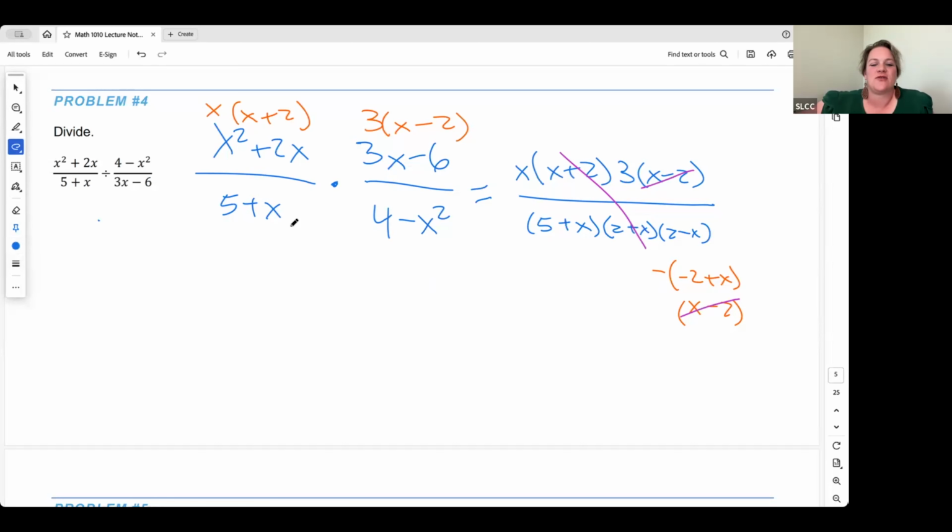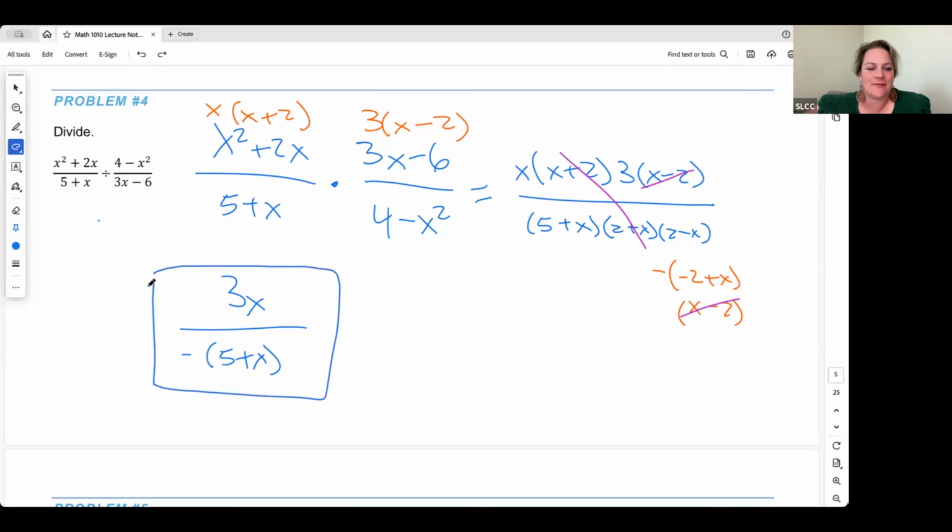And let's see what we're left with. In the numerator, I have 3x. In the denominator, I have negative, and then 5 plus x. And that is your problem simplified.